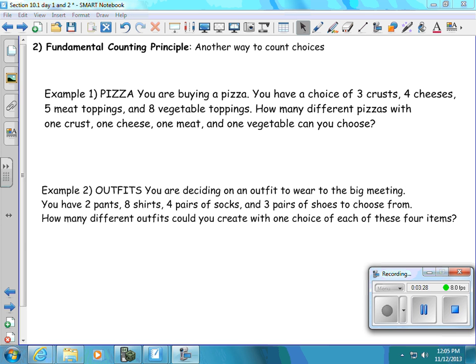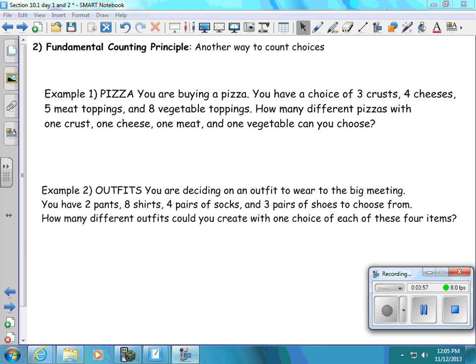The counting principle basically says however many choices you have in each step, and they're independent of each other, you multiply the choices of each step, and that's your number of total choices. Okay, so let's practice that with pizza. You're buying pizza. You have a choice of 3 crusts, 4 cheeses, 5 meat toppings and 8 vegetable toppings. How many different pizzas with 1 crust, 1 cheese, 1 meat, and 1 vegetable can you choose?